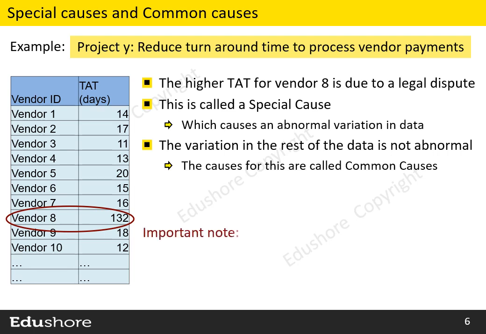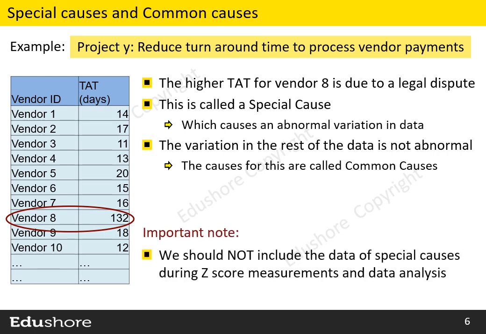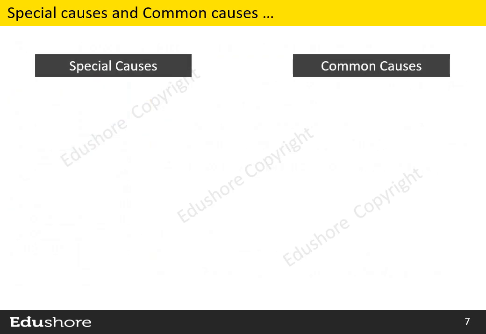Please note, we should not include the data of special causes when we measure the current performance in terms of z-score and when we do the data analysis. If we include them, the performance measurement value will be a distorted one. Special causes are also called assignable causes because we can clearly assign a cause for the variation. Common causes are called chance or random causes.